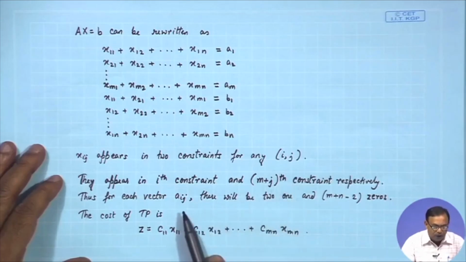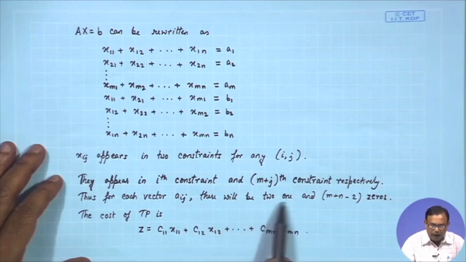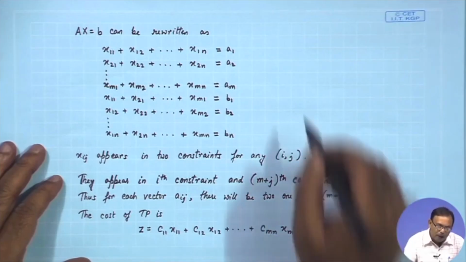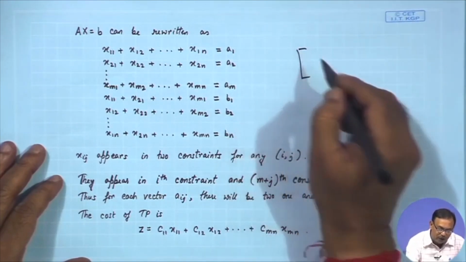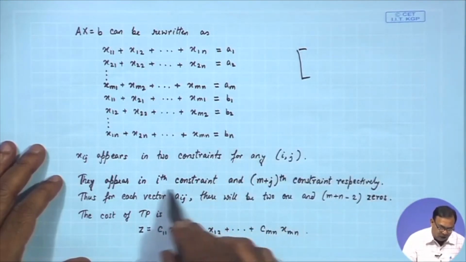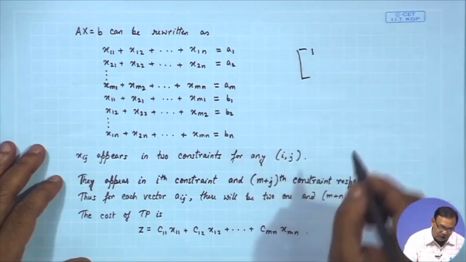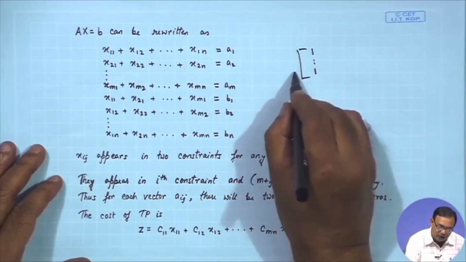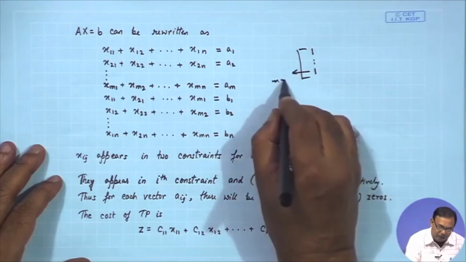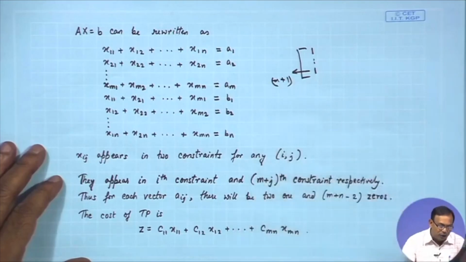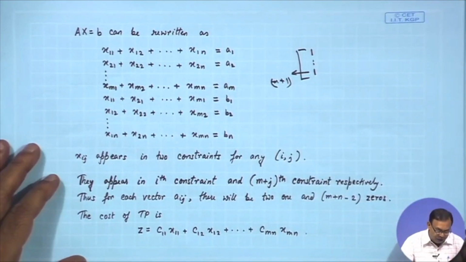So, therefore, for each vector aij, there will be 2 ones and the remaining m + n - 2 zeros. That means, whenever your x11 is coming, it will come at the ith constraint, that is the first constraint, and it will come at the (m + 1)th constraint. So, this is your (m + 1)th constraint. For all other cases, the coefficient will be 0.